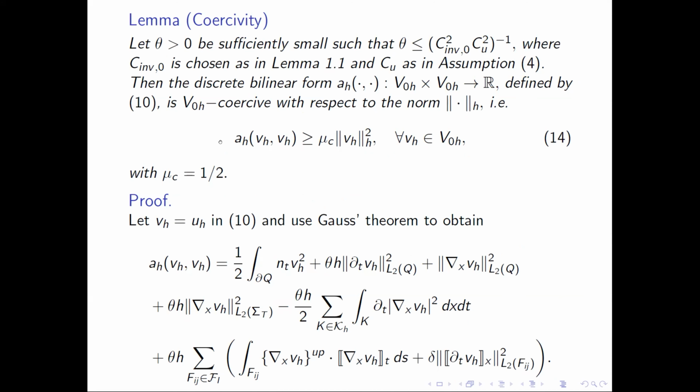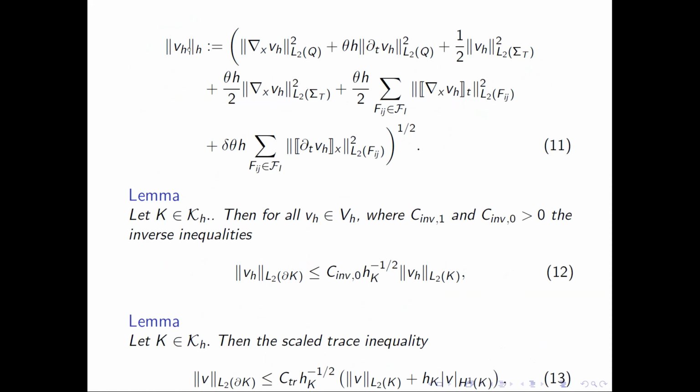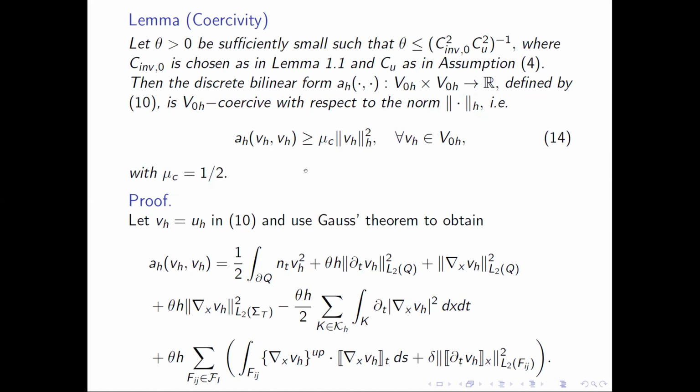Then you have a coercivity result based on the theta that you choose, which should be positive, greater than 0, and sufficiently small such that it is bounded by the constants from the inverse inequality and the quasi-uniform inequality, the inverse of it. Then our bilinear form is coercive with respect to the space or the norm that we have described here, the discrete norm. So this is a discrete space-time norm. The proof of such an idea follows the usual proof ideas from both the parabolic side and the elliptic side.